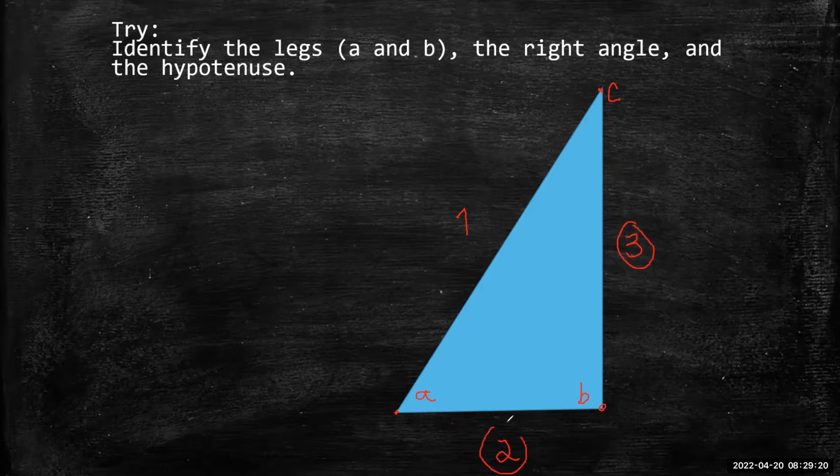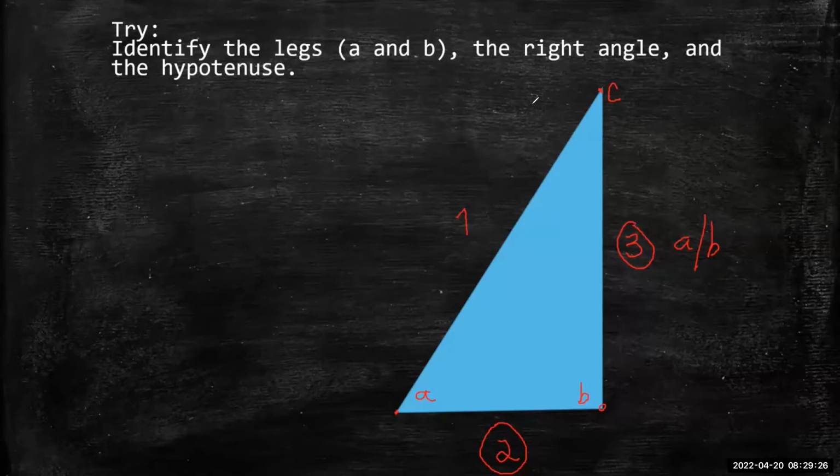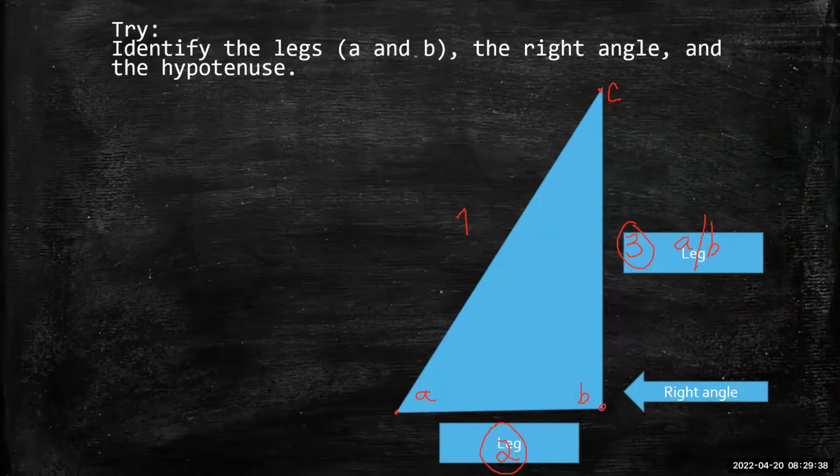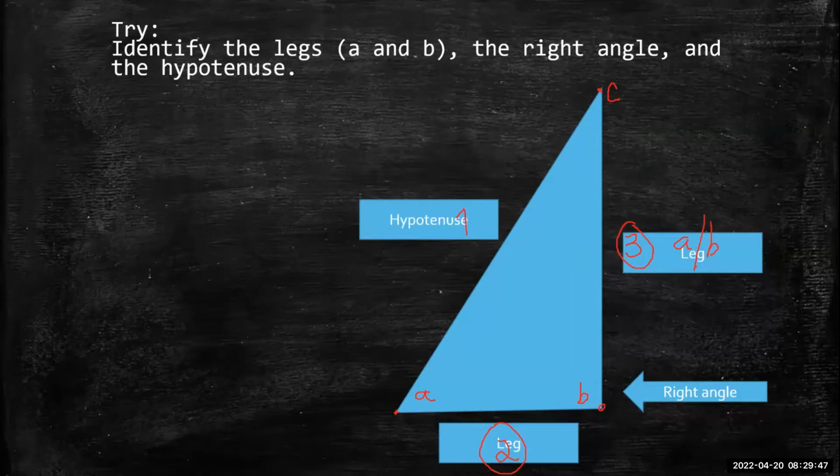The legs don't matter. Legs can either be A or B. It doesn't really matter, okay? That's why here in the presentation you see that I don't specify the leg. I just write leg and leg. I don't say that this is leg A or leg B. It doesn't really matter. What matters is that you identify what leg is horizontal and what leg is vertical. The right angle is located in the position B and the hypotenuse in the position 2.